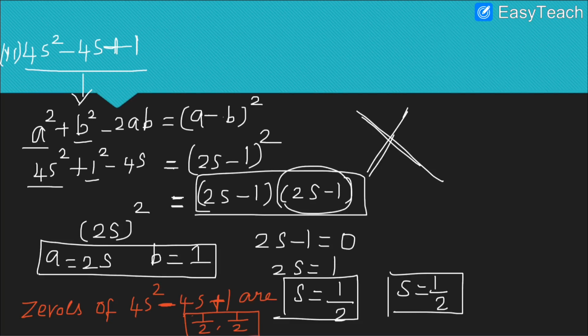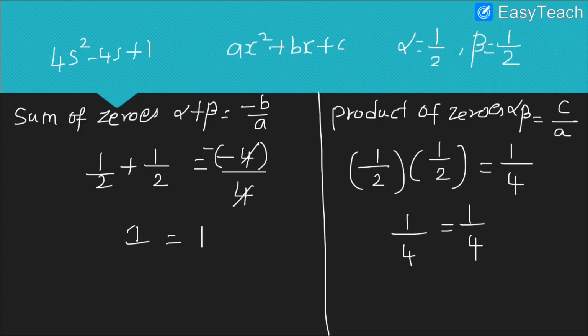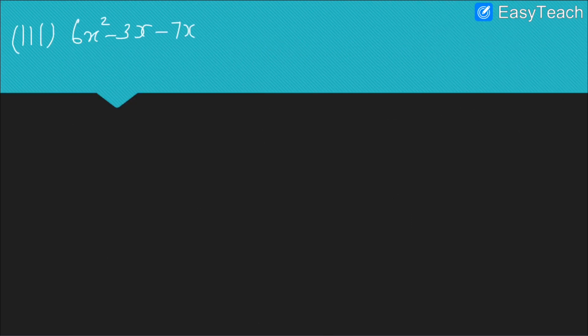The next step, we are going to find the relationship between the coefficients and the zeros. The sum of the zeros, alpha plus beta, equals minus b by a, and the product of zeros, alpha beta, equals c by a. So I got the same answers on both sides. So hence we verify the relationship between the zeros and the coefficients of that polynomial.